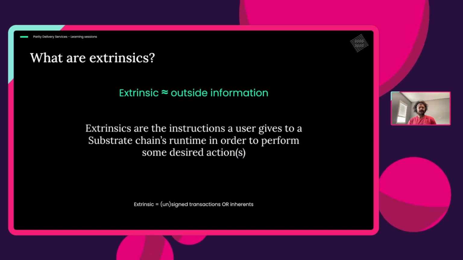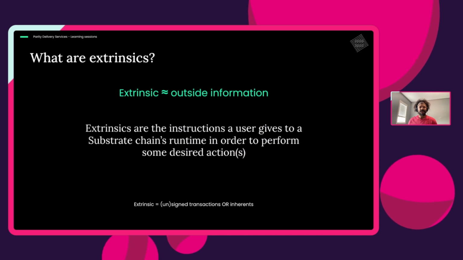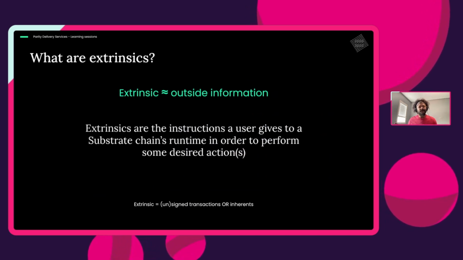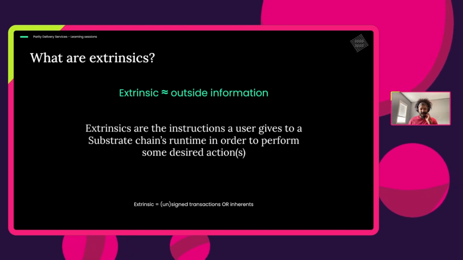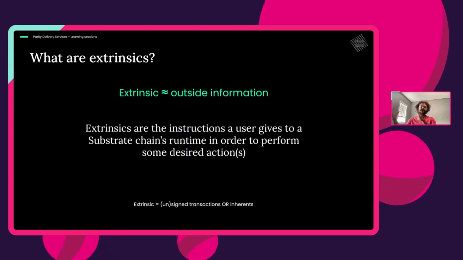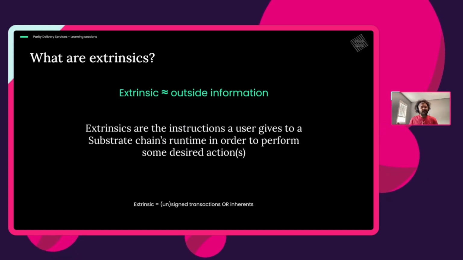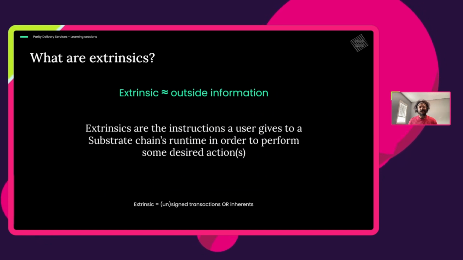What are extrinsics? You might have heard this term thrown around in this ecosystem. This was actually one of the first terms that threw me for a loop. I'm like, what's an extrinsic? But essentially, it's our fancier way of calling a transaction. But there is a slight difference here. Essentially, extrinsics are outside information coming into the blockchain, and they carry the instructions that a user wants to give a Substrate chain's runtime to perform their desired actions.